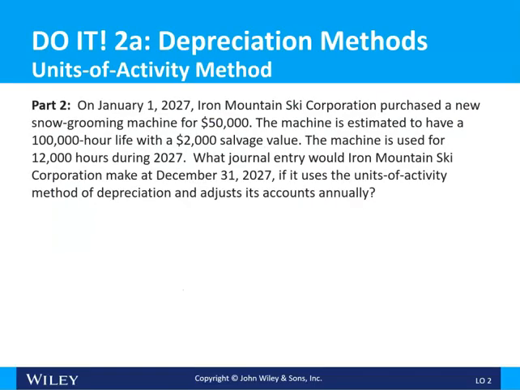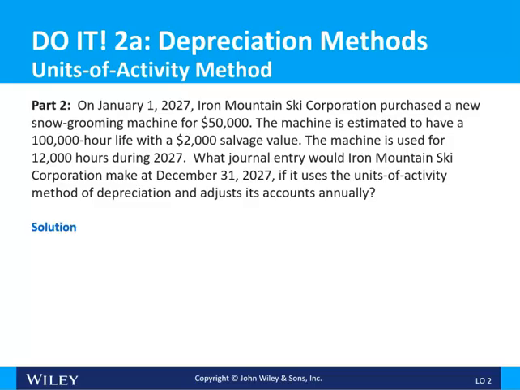So now if we go back to Iron Mountain Ski Corporation, they bought that new machine on January 1st for $50,000 with $2,000 salvage value. This machine is used for 12,000 hours during 2027. We're saying the estimated life is 100,000 hours. So what would be the journal entry to record the first year of depreciation in this case?